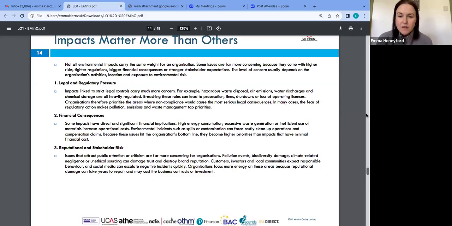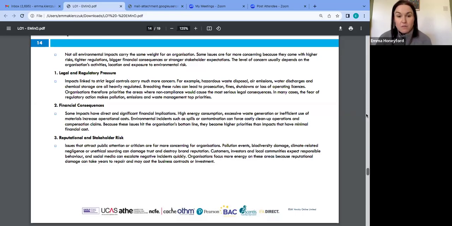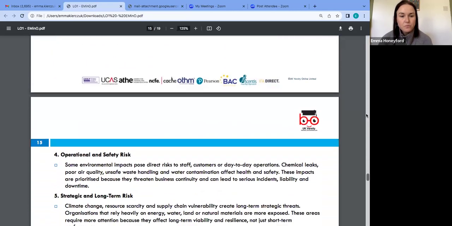Customers, investors and local communities expect responsible behaviour. The rise of social media has probably had a massive impact, though probably only one positive. The global nature of social media means we now have more visibility, as consumers, of the impacts of organisations across the world. So that's another thing to remember.